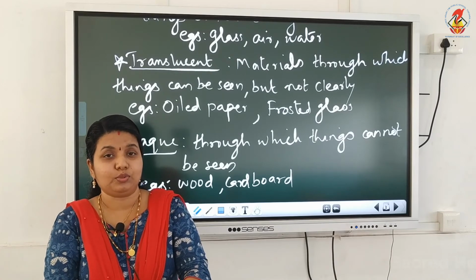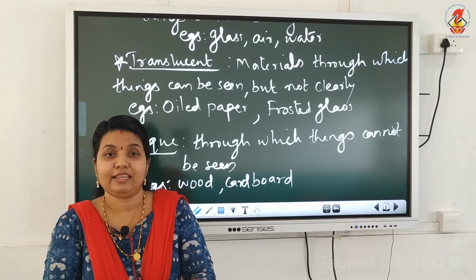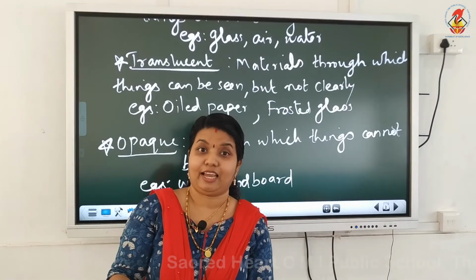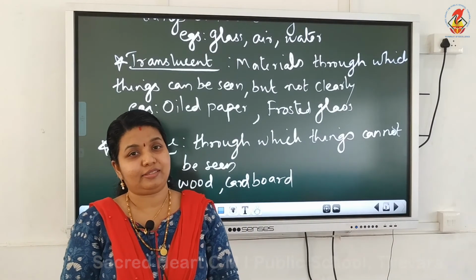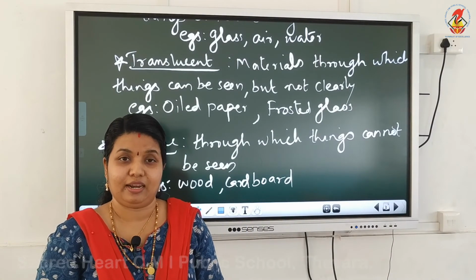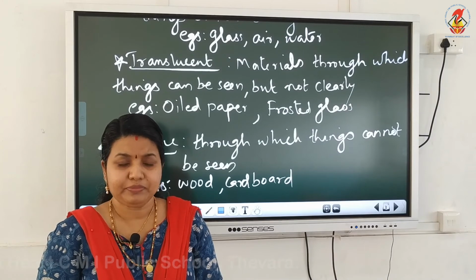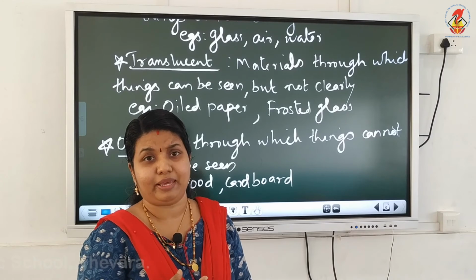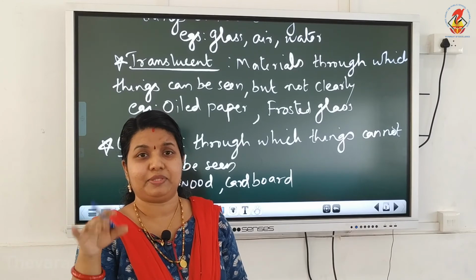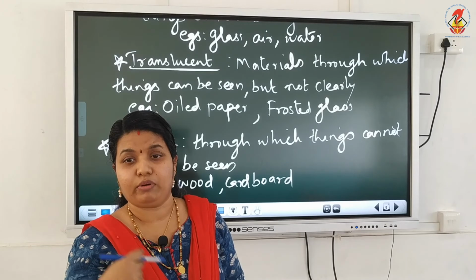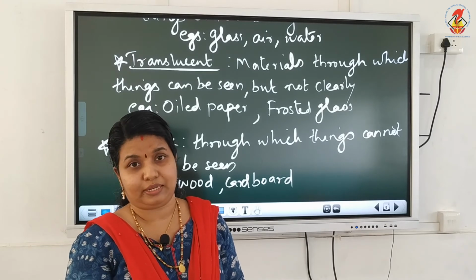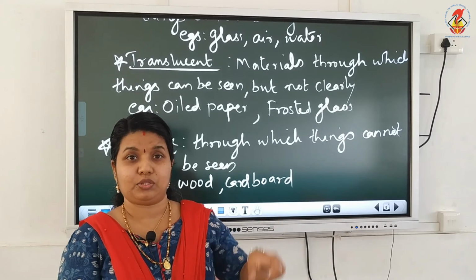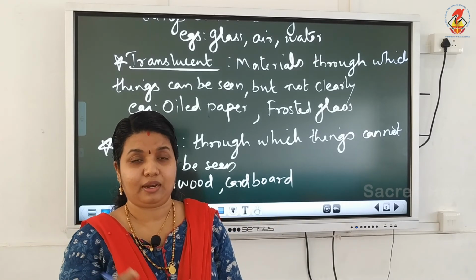Transparent materials are those through which things can be clearly seen. Materials through which, looking through those materials, we can see things clearly. They are known as transparent materials. Examples are glass, air and water. That's why when you go to shops, like when you go to a bakery, all the eatable items are kept in glass bottles. Why? Only then people will be able to see those items and they can buy. Buyers can see those items and buy them only if they are stored in glass containers which are transparent.